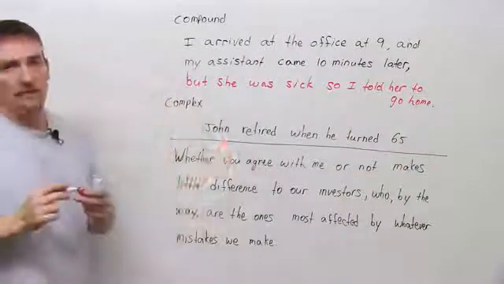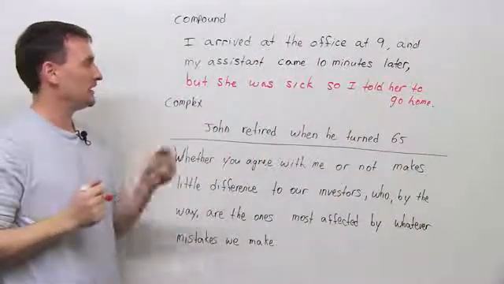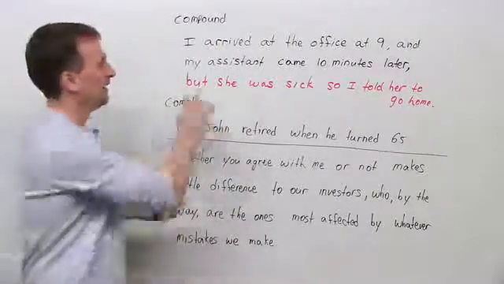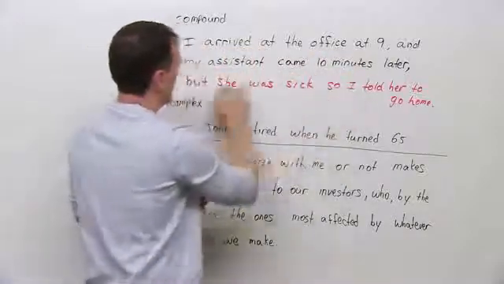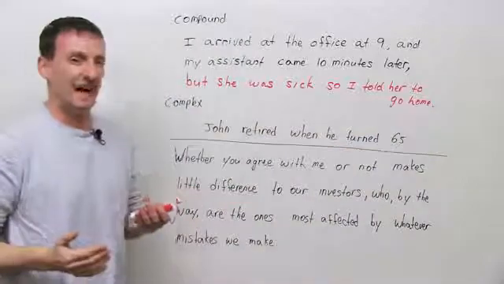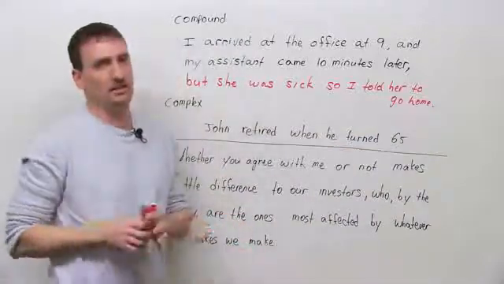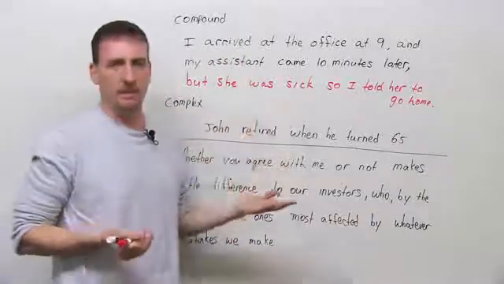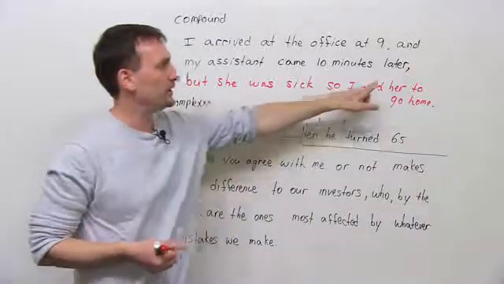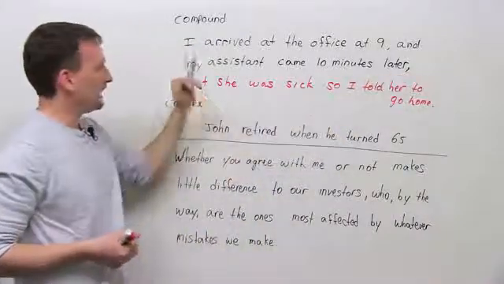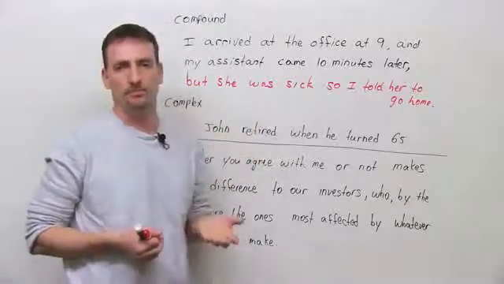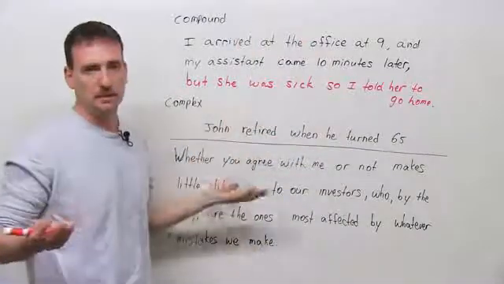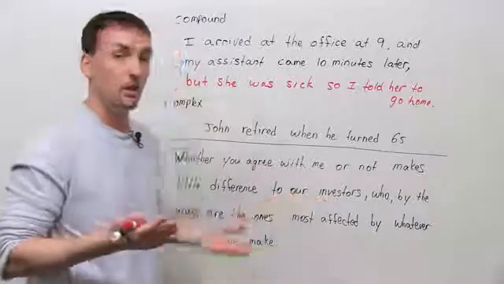Now, I arrived at the office at 9 and my assistant came 10 minutes later, but she was sick, so I told her to go home. How many independent clauses do you count here? 1, 2, 3, 4. Now, is this a good sentence? No, it's not. Is it grammatically correct? Yes, it is. So this is okay, but I wouldn't recommend it. I would split this into two sentences. I would put a period here. I would take out the "but." I would say she was sick, so I told her to go home. I'll just make it two separate ideas instead of one joined idea. But again, that's up to you. I don't recommend it, but it's grammatically okay.